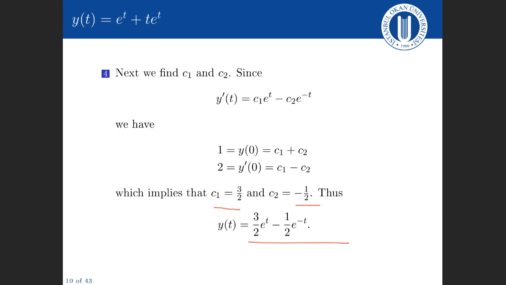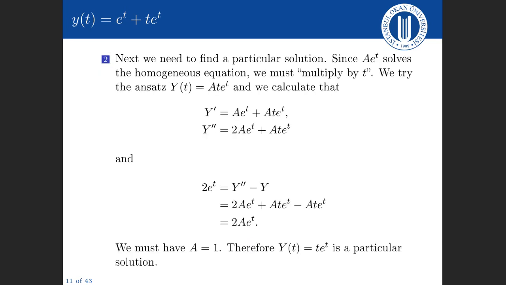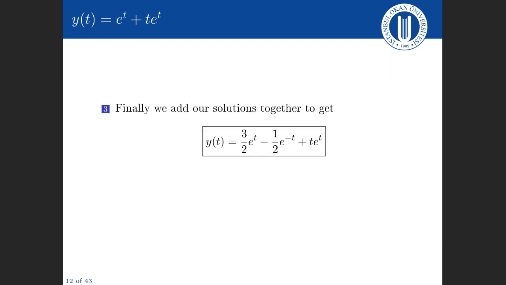So far we've got 3 over 2 e to the power t minus 1 over 2 e to the power t. And then let's suppose after we do step four, we do step two. Again, this slide's a copy and paste from the previous one. But just as before, we get t e to the power t. And then to finish with step three, finally, we're going to add our solutions together. 3 over 2 e to the power t minus 1 over 2 e to the power minus t plus t e to the power t.